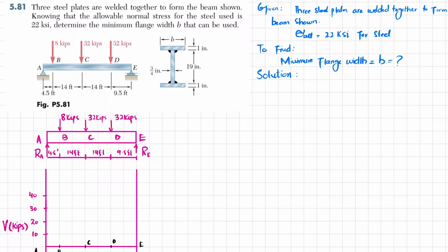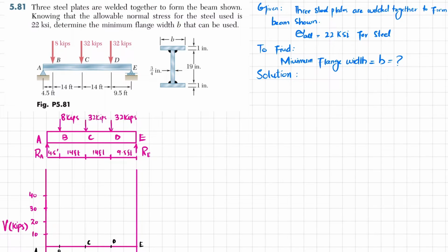And the beam shown, AB, is a simply supported beam. At point B we have a point load of 8 kips, at point C we have 32 kips, and at point D we have 32 kips. All the given data has been written, that is sigma allowable is 22 ksi, and what we have to find is the minimum flange width B. So let's move and solve the problem.